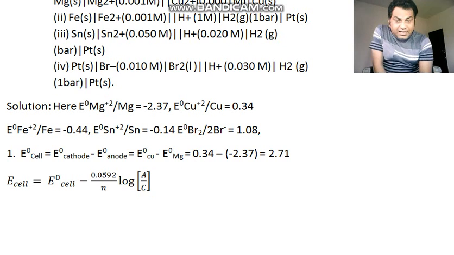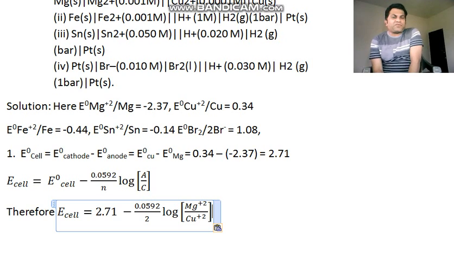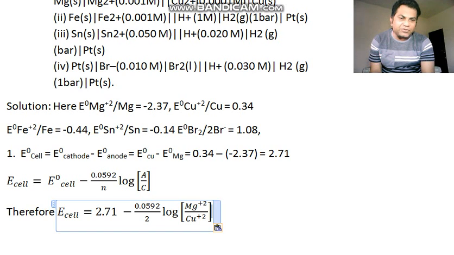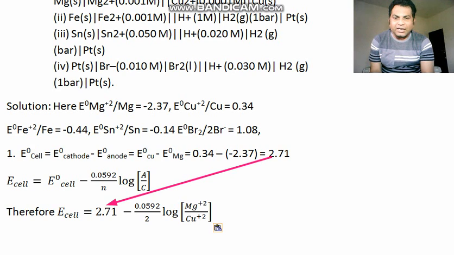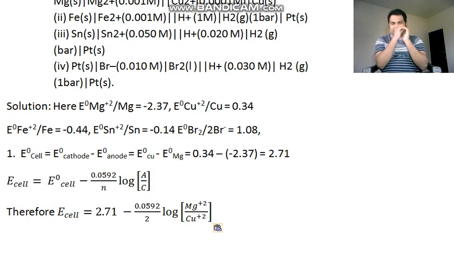Now in everything we are going to replace the values. In place of E degree cell we can write E cell is equal to minus 2.71, that comes from here. Hope that you understand this. This comes from here, E degree cell. We have found the number of electrons in both is 2. See here, the anode and cathode, the number of electrons is 2, and that's why we are taking the number of electrons as 2. So we have put that.